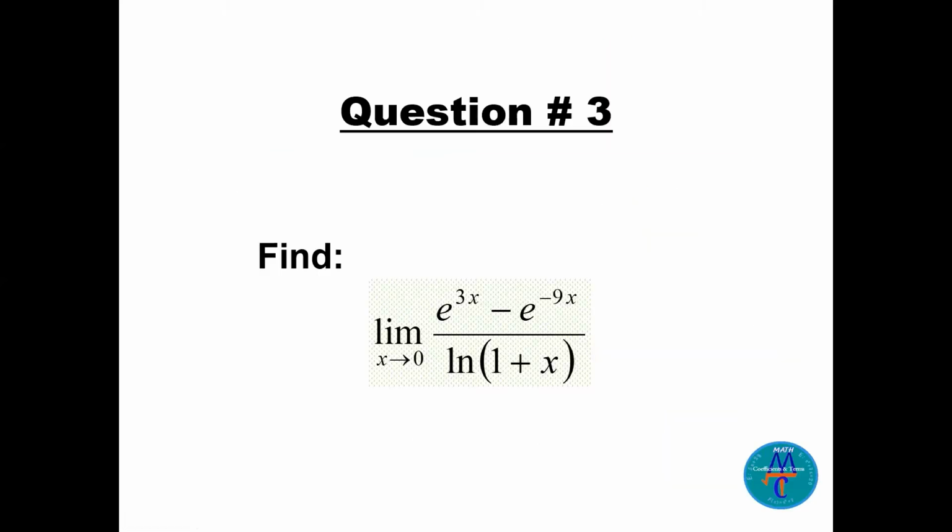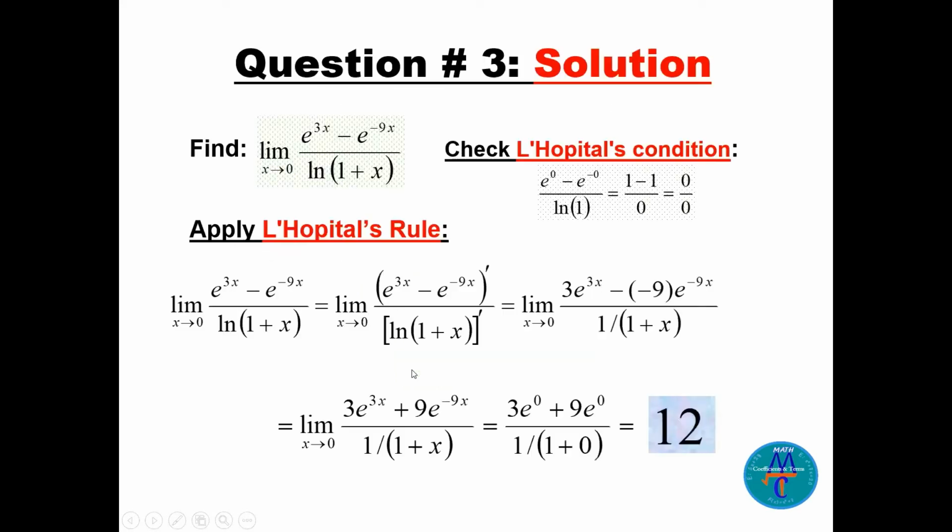Question number 3 says, find the limit of the function (e to the power 3x minus e to the power minus 9x) all divided by ln of 1 plus x as x goes to 0. So first we check the L'Hopital's condition. We replace x by 0, e to the power 0 minus e to the power minus 0 over ln of 1 plus 0, which is 1. ln of 1 is 0, and this is e to the power 0, 1 minus 1. So we have 0 over 0. So we can apply L'Hopital's rule.